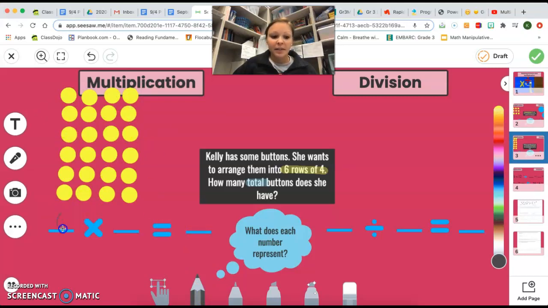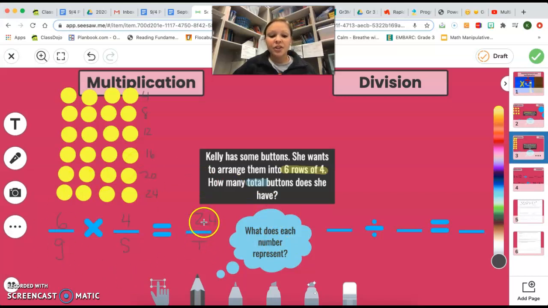We know we have 6 rows or 6 groups, and there are 4 in each group. That's the size. So now we need to figure out the total. Well, let's count by 4s. 4, 8, 12, 16, 20, 24. So our total is 24, and that's what we were solving for.